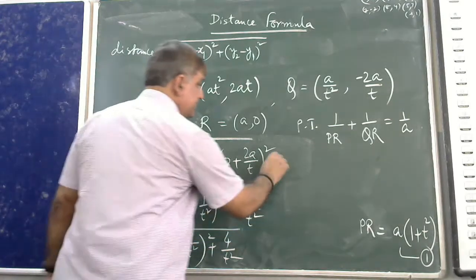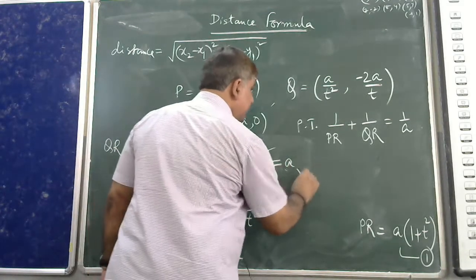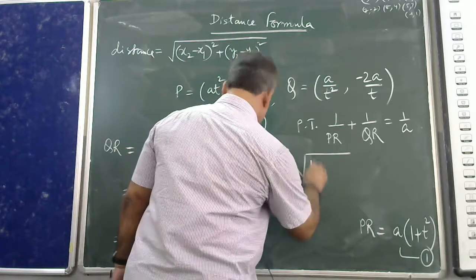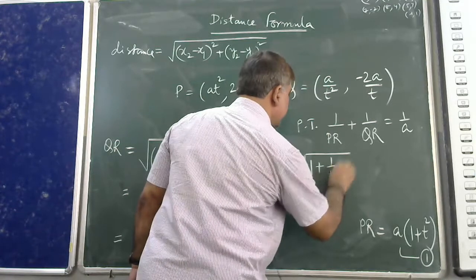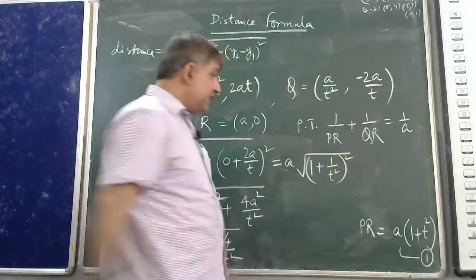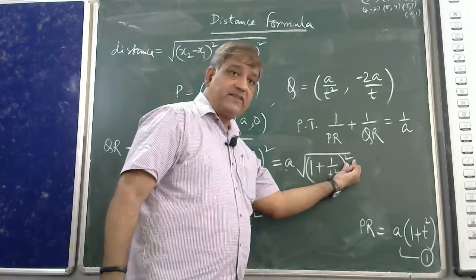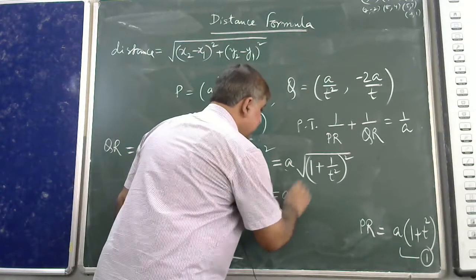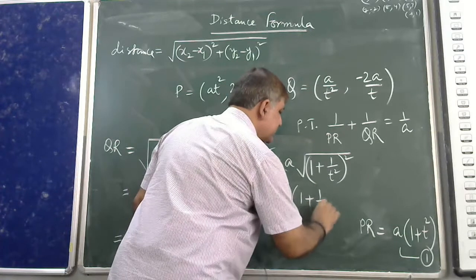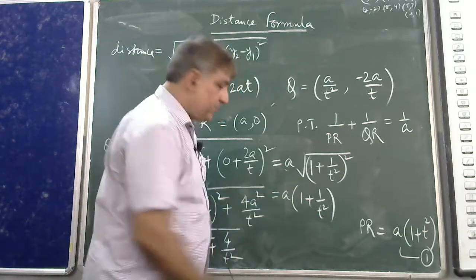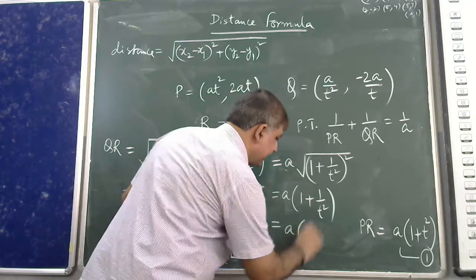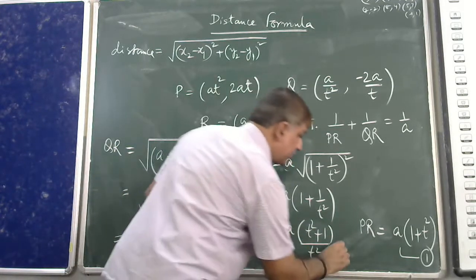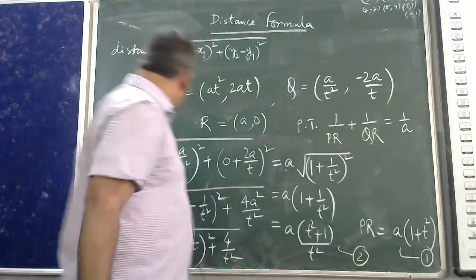So this becomes a root over (1 plus 1 by t square) whole square. Now you can disappear this radical sign with this square. So what happens? a in the bracket 1 plus 1 by t square. Now take the LCM. What do you get? a in the bracket (t square plus 1) by t square. So this is your number 2 result. This is QR, and this one is PR.